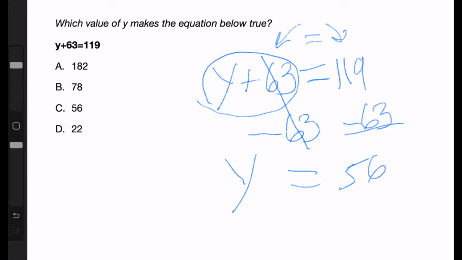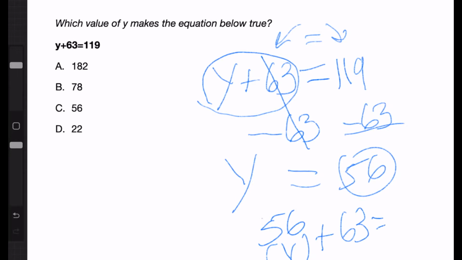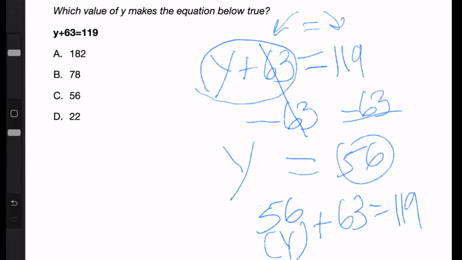Let's check it and put it back in the original equation. If I take this 56 and put it back into the original equation, 56, which is the y, right, plus 63, do I get 119? Well, as it turns out, 56 plus 63 is 119. So the answer to this question is 56. Y equals 56. And I used the subtraction property of equalities to figure that out.